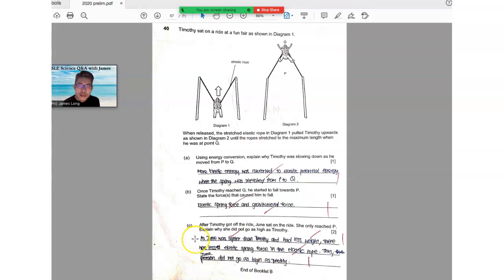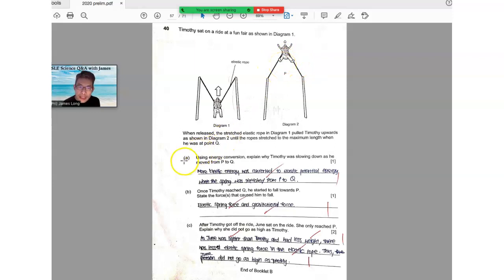Now, last question. I'm just going to pause it here. Take a look here. Basically, how does it go up? How does it slow down here? It's moving up from P to Q. So there's KE here. But as it goes further up, it's stretching this elastic rope. So what are the two things for slowing down? The elastic spring force in the elastic rope, as well as the gravitational force.